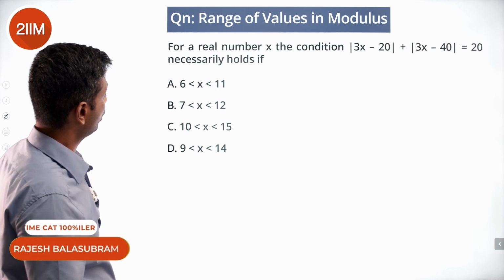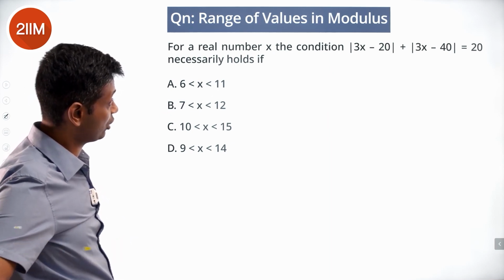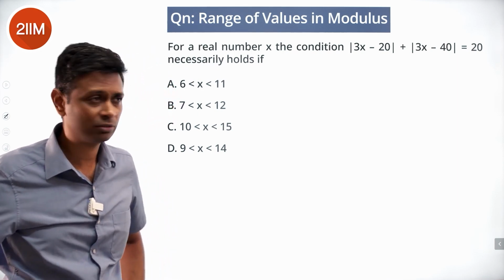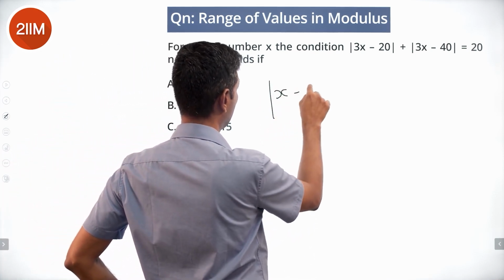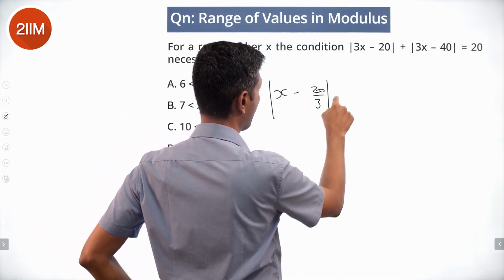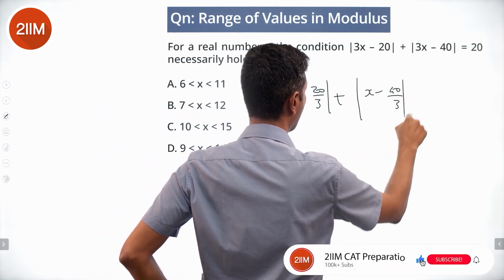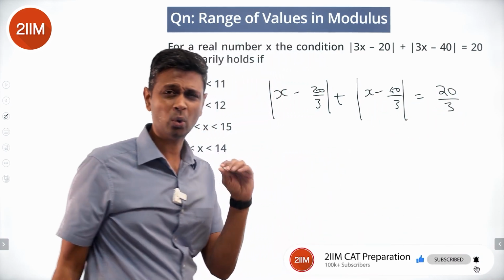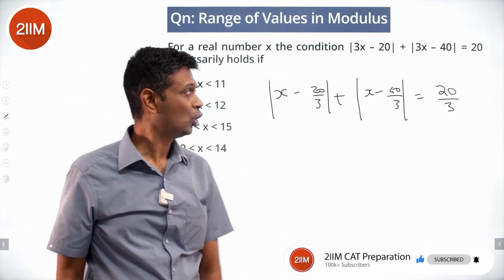For a real number x, the condition: modulus of 3x minus 20 plus modulus of 3x minus 40 equal to 20. And wonderful. I'm going to first simplify this and say modulus of x minus 20 by 3 plus modulus of x minus 40 by 3 equal to 20 by 3. Divide by 3 throughout, make life simpler for ourselves. We're dealing with x. What are we going to do?